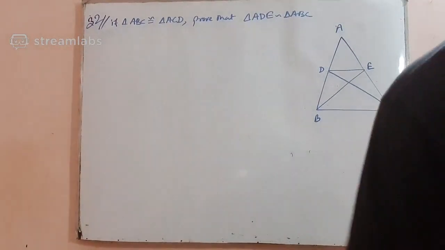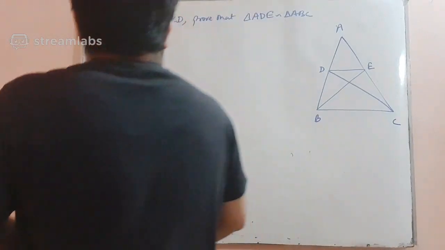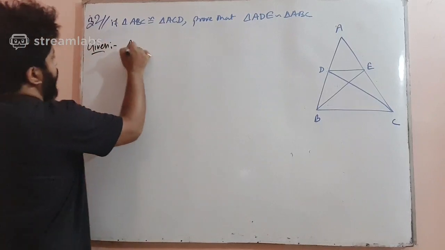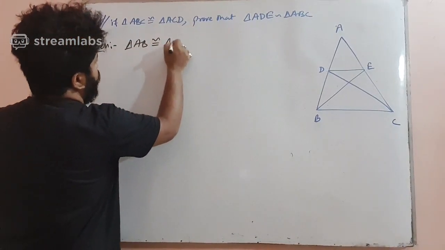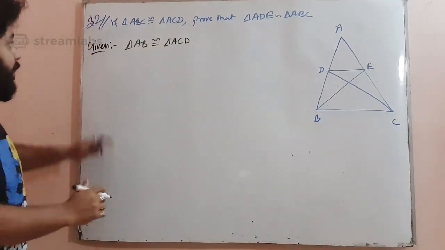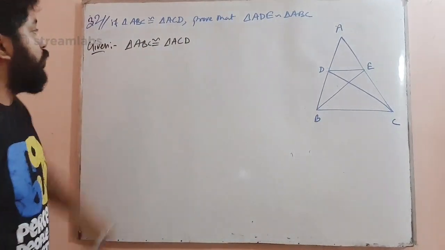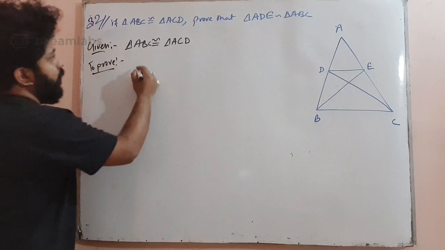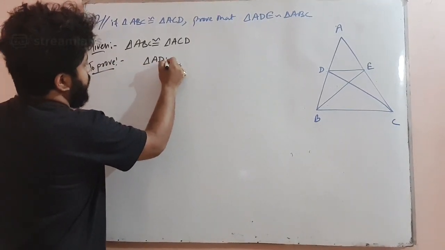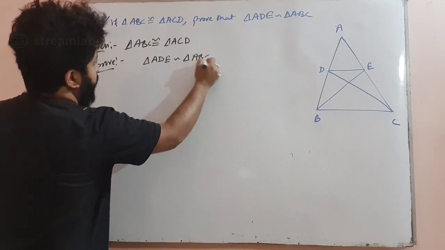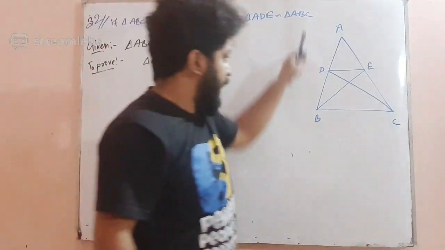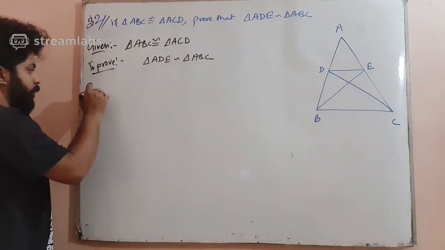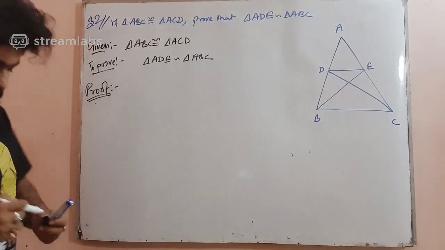Okay, let's see if we can do it or not. So what they have said, our given is triangle ABC is congruent to triangle ACD. To prove is triangle ADE is similar to triangle ABC. So proof. We have come down to our proof.